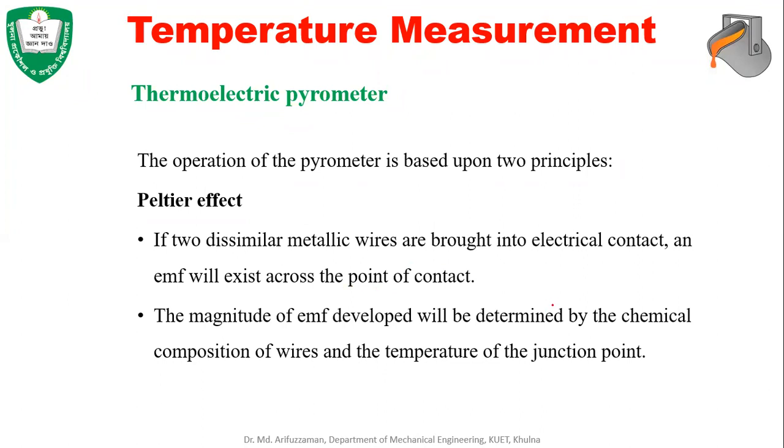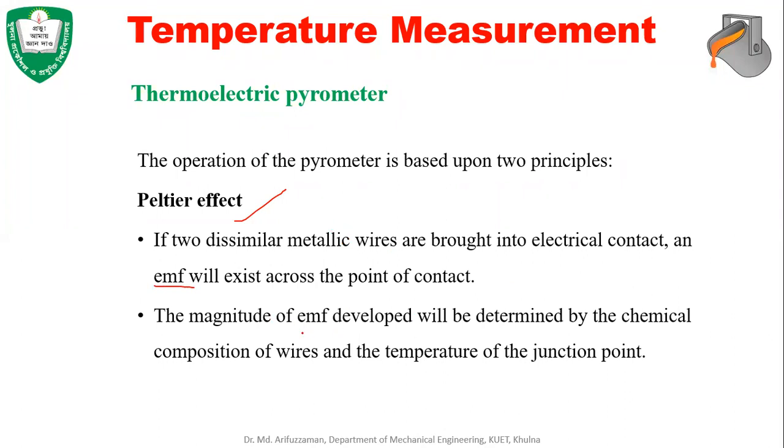The EMF is generated because the electron flow is different, because metals are connected with the electron bond. Because of that electron cloud on the material, electrons flow differently for different materials, and that is why an EMF is generated between those two metallic wires. That effect is called the Peltier effect. If two dissimilar metallic wires are brought into electrical contact, an EMF, that means a voltage, will be generated, and that is called the Peltier effect.